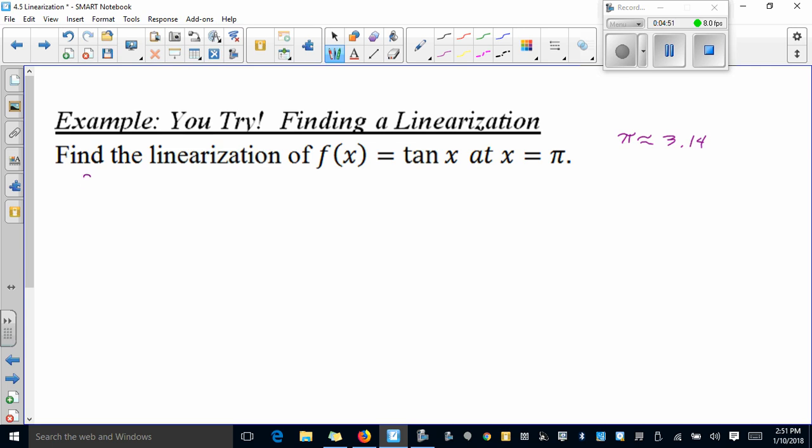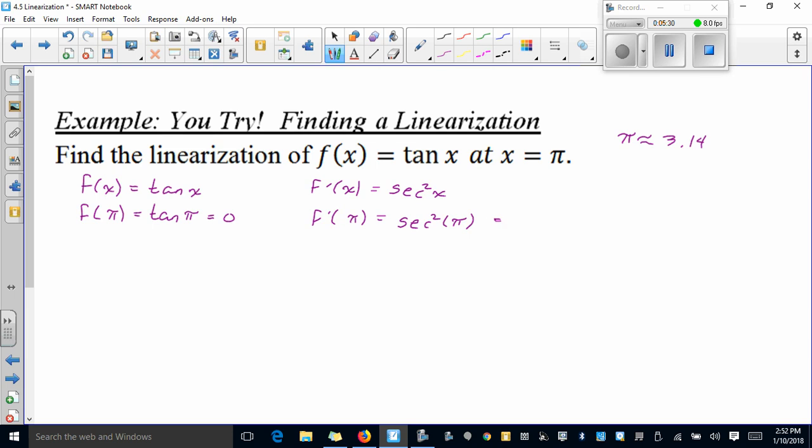F prime of x, the derivative of tangent, is secant squared. So f prime at pi equals secant squared of pi. Secant of pi is negative 1, but this is going to be negative 1 squared, which is 1. So our linearization is f of a plus f prime at a times x minus whatever that a value is. And this is your a value. So we get f of a is 0 plus 1 times x minus pi. So our linearization for tangent at pi is equal to x minus pi.